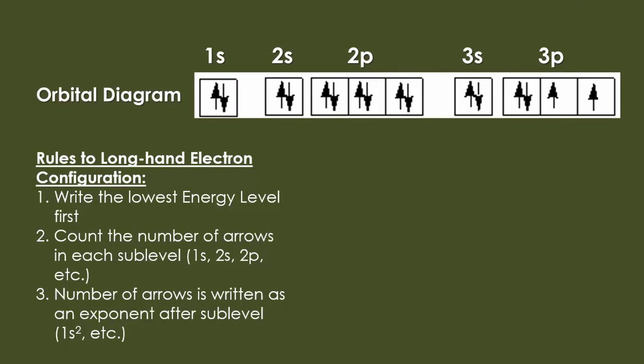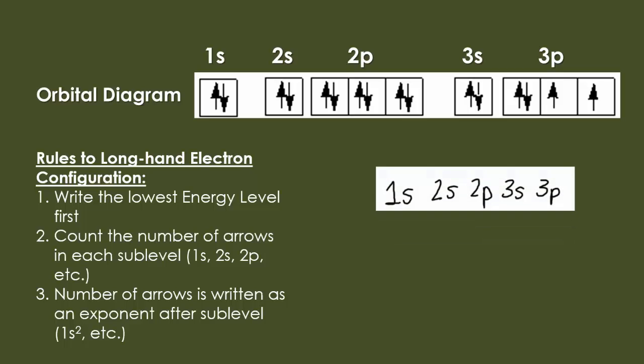So, an orbital diagram like this one above, where you see 1s, 2s, 2p, 3s, and 3p all being occupied by electrons, some fully and some not. We're going to use this to create a longhand electron configuration. The rules are: write the lowest energy level first. So you're going to write 1s, 2s, 2p, 3s, 3p. Then count the number of arrows in each of those sublevels individually.